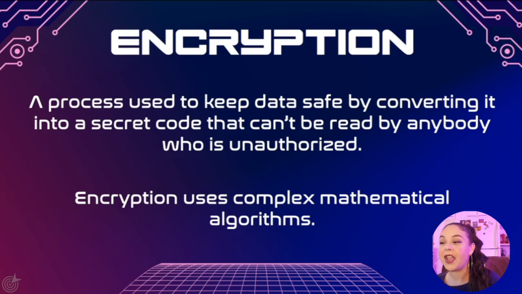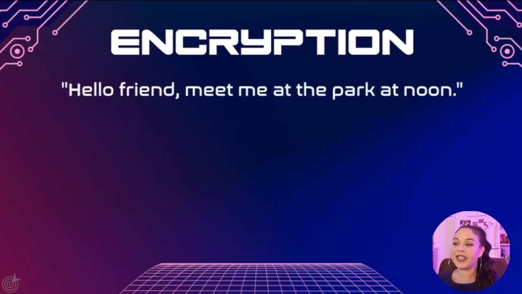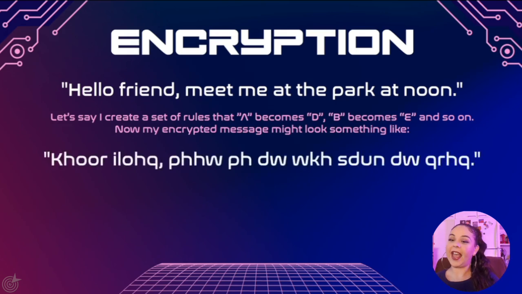So let's take an example of how encryption works. Let's say that I want to give my friends a note and say, hello, friends, meet me at the park at noon. And I create a set of rules to encode this message because I don't want anybody other than my friend meeting me at the park to know that I'm going to be there at noon. So my set of rules is that the letter A now becomes D, B becomes E, so on and so forth. So now my encrypted message might look something like this.